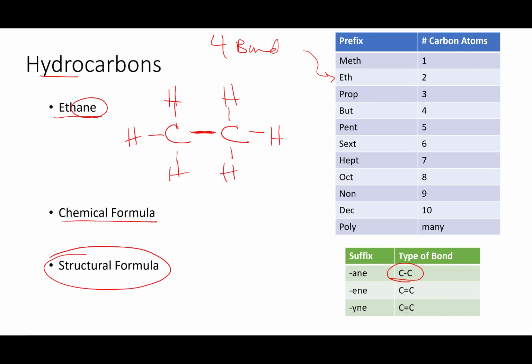To create my chemical formula, I just count 2 carbons, and then the hydrogens come second, and we count 1, 2, 3, 4, 5, 6, and that is the chemical formula of ethane.